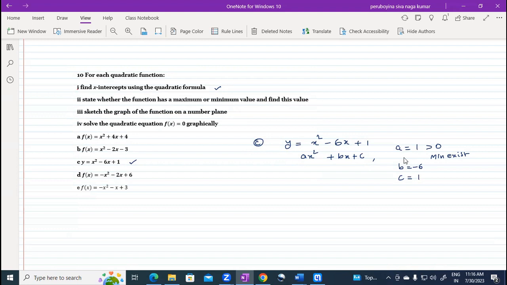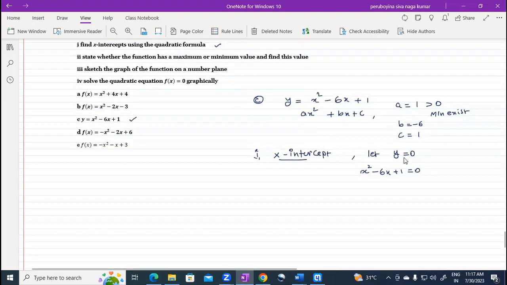After getting this information, find the x-intercept using the quadratic formula. For the intercept, let y equal to 0. y equal to 0 means x square minus 6x plus 1 equal to 0. Do you know the formula, minus b plus or minus root of b square minus 4ac, divided by 2a? Okay, do it.